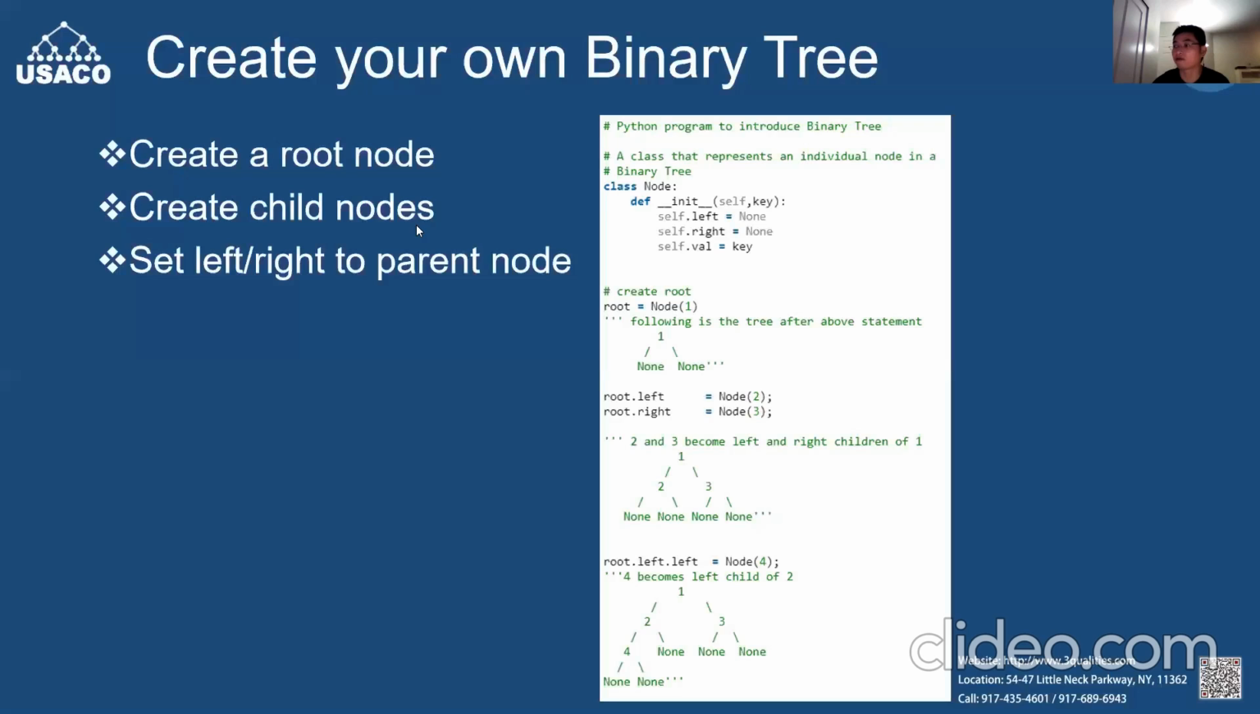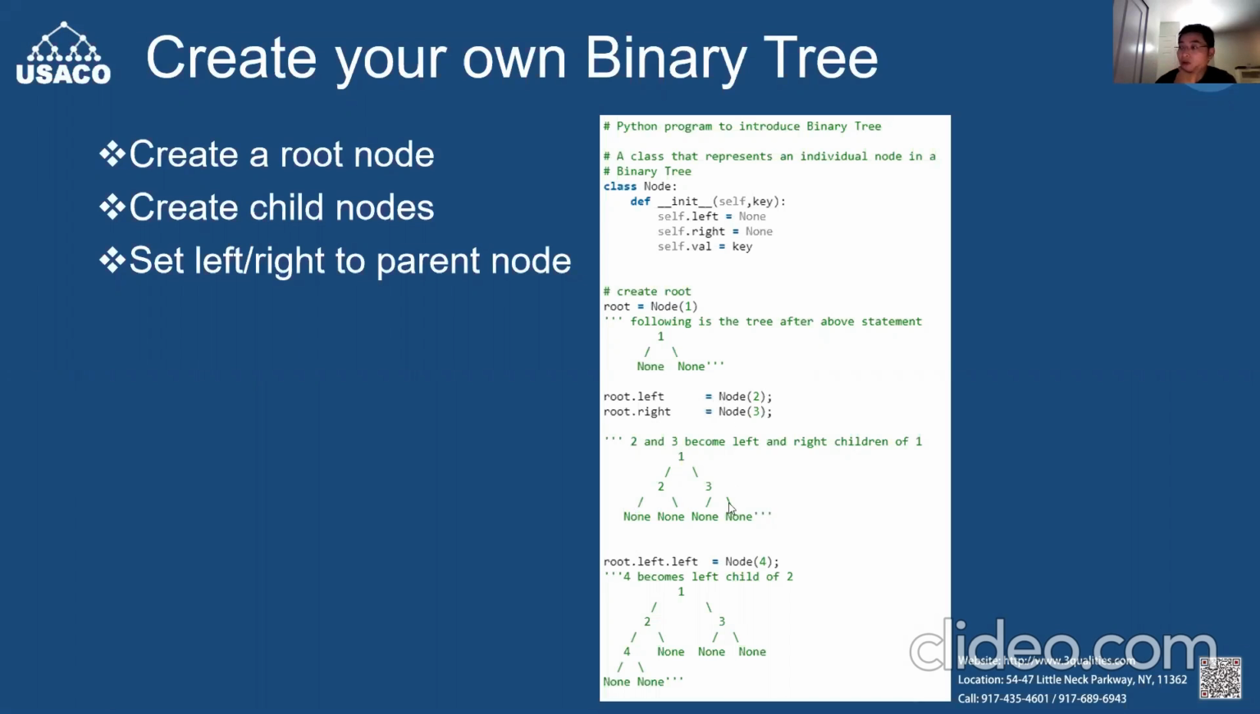I have a tree, right? If we go back to the slides, I create root. If you imagine how the tree will look, I have a node 1, and it has 2 child nodes. Then I have a root dot left, make the left point to another node 2, and make the right point to another node 3.